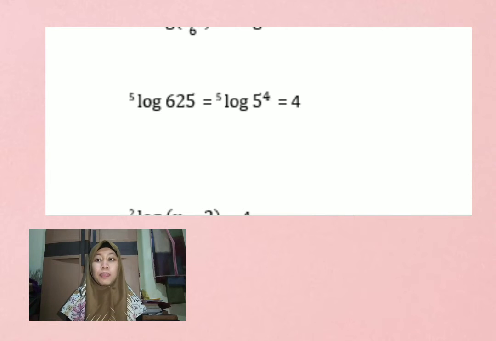Number 4, log 625 to the base of 5 equals log 5 raised by 4 to the base of 5 equals 4.